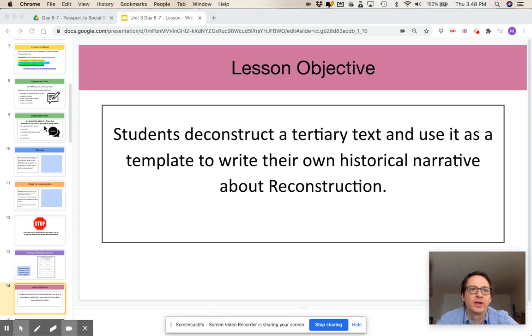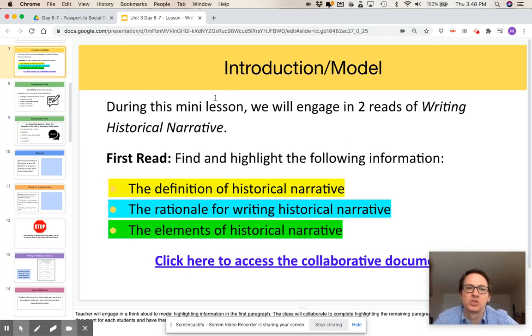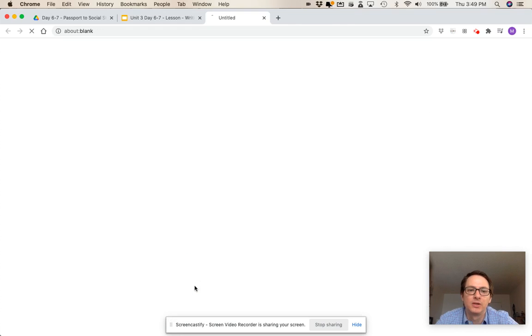So in the first day of this lesson, you're going to be doing a deep read of a text called Writing Historical Narrative. And probably the easiest way for you to access it is through the slides that your teacher made available to you. You're going to look for a slide that has to do with the introduction model, and at the bottom is a link. And you're going to click that link and it's going to take you to the text.